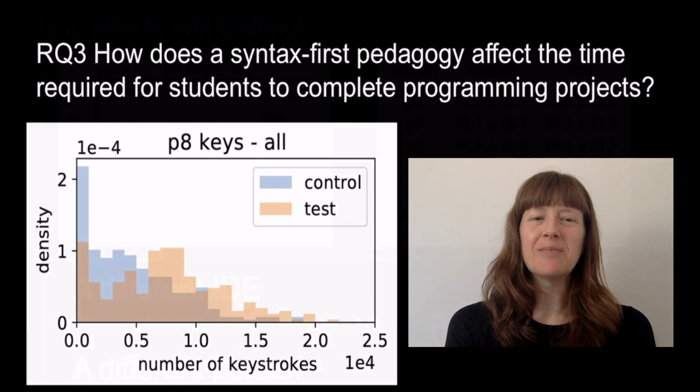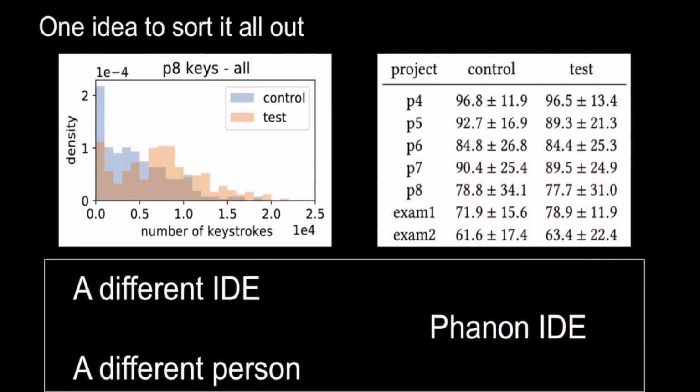This is another riddle. The key to unraveling what is going on here may be at least partly answered by the spike of students with close to 0 keystrokes. Look at the blue bars near 0. These are students in the control group that typed very few keystrokes on Project 8, and there are a lot of them. That's weird because the control group got better scores on average than the test group. How did students who put hardly any effort into their projects score so well?